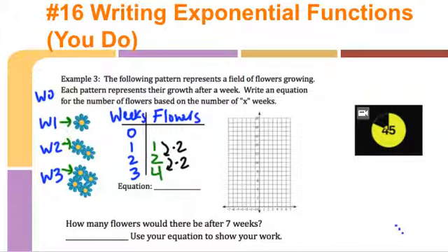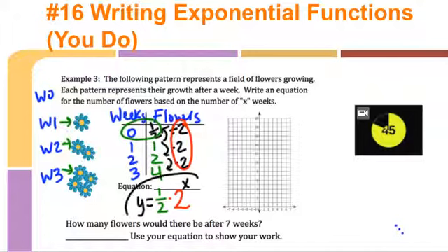So to figure out where I started from, I'm going to divide by 2, and that's going to give me 1/2. Okay, so let me write my equation because I now have my y-intercept and I have my multiplier. So it's going to be y equals, what was my y-intercept? 1/2 times 2, because that's my multiplier, to the x power. So that's my equation right there.